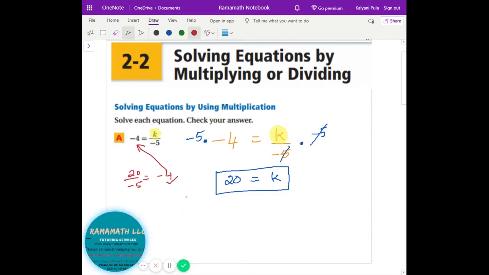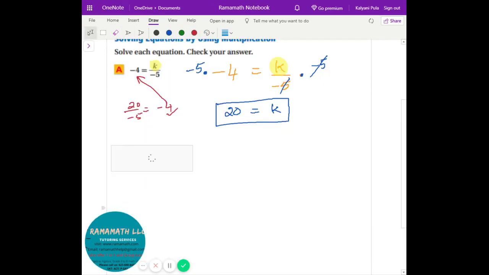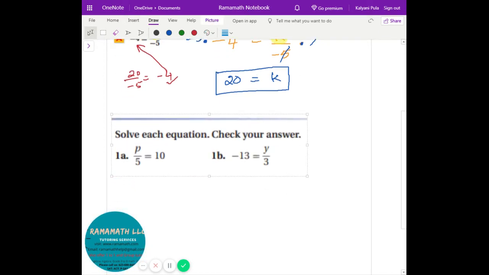In simple words, if you have a division, you're going to multiply. If it is a multiply, you're going to divide. All right, let's do some practice on these type of questions so you can get some idea. Solve each equation, and then we can check these answers. Checking the solution is basically what we did at the end. Let's try this one, and then we will check it.